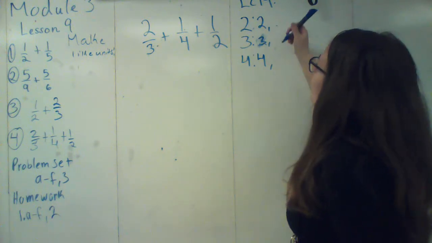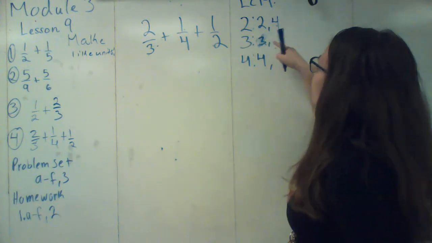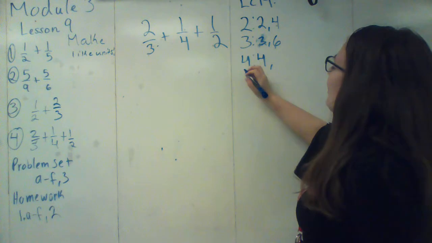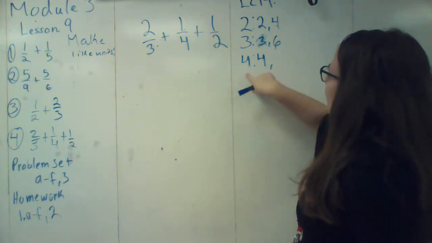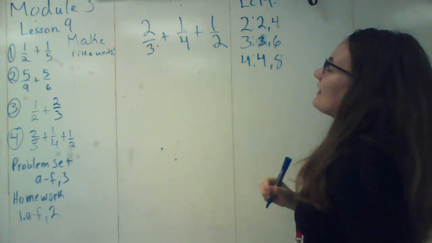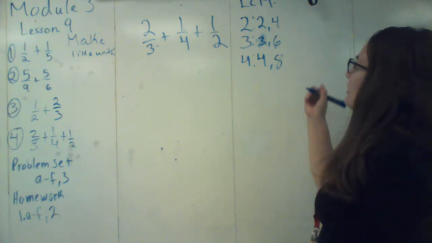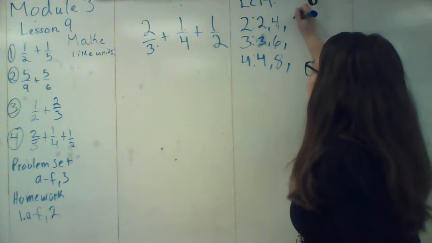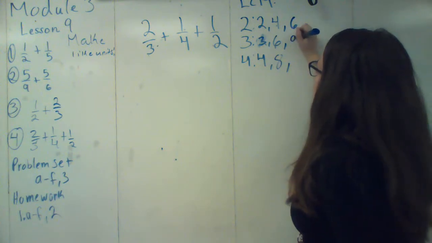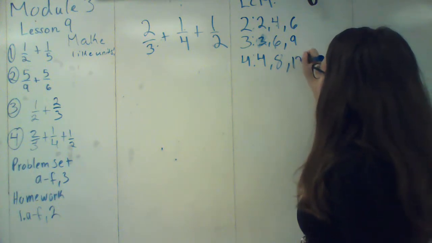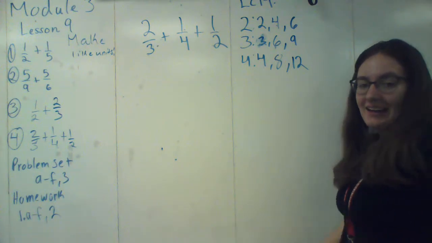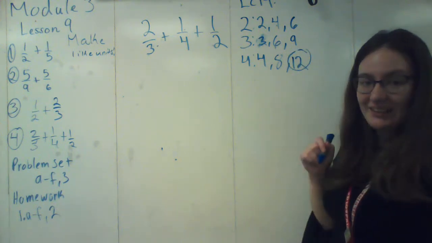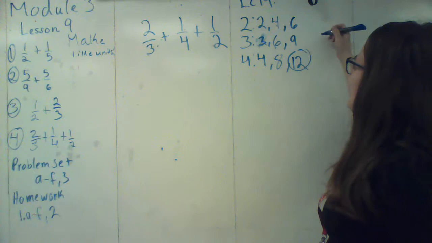2 times 2 is 4, 3 times 2 is 6, 4 times 2 is 8. Still don't have a common multiple, so I keep going. 2 times 3 is 6, 3 times 3 is 9, and 4 times 3 is 12. And spoiler alert, eventually it's going to be 12, but I'll keep going to show you that.